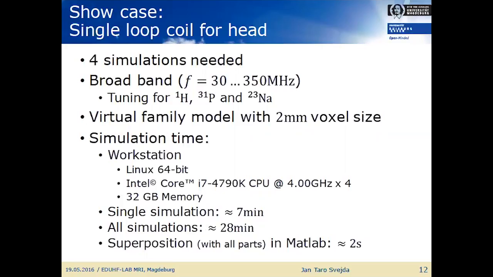We have the virtual family voxel model of 2 mm size, and I ran it on my workstation PC with a 64-bit Linux system and an i7 4790K CPU, with 32 gigabyte memory. That doesn't matter so much, but a single simulation took 7 minutes, and all the simulations together took 28 minutes. But the superposition, including all the circuit simulation and so on, took less than 2 seconds. So it's highly usable for optimization problems.